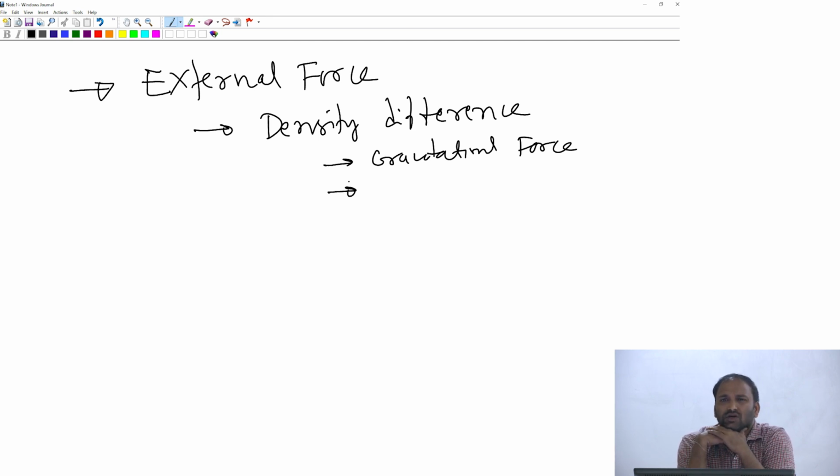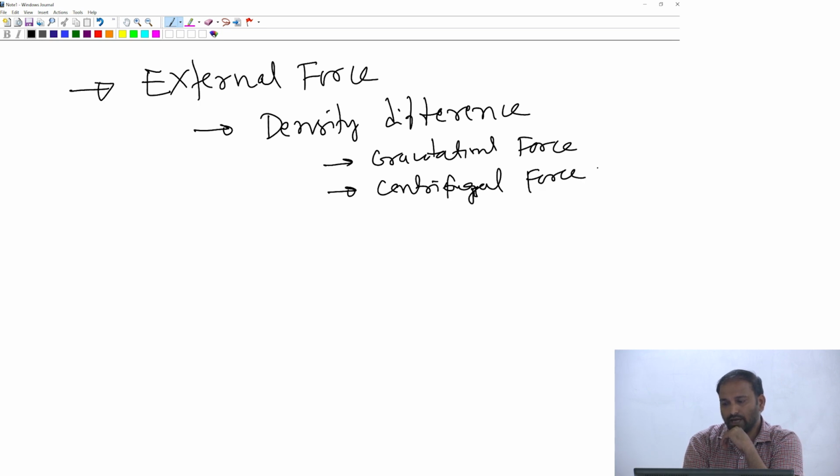Was that osmosis? Why is osmosis related to density difference? Osmosis is basically where you have some kind of permeable membrane, where you can look at separation, a membrane which is permeable only to some species. So in that context you can use that. But can you think of centrifugal forces? Centrifugal force is again one force where I can exploit the density difference.